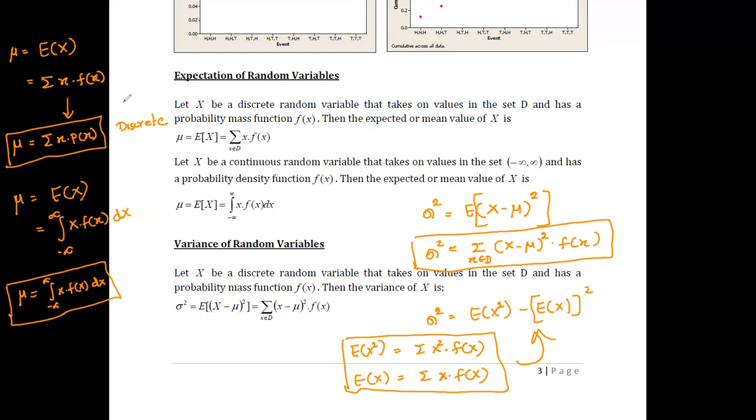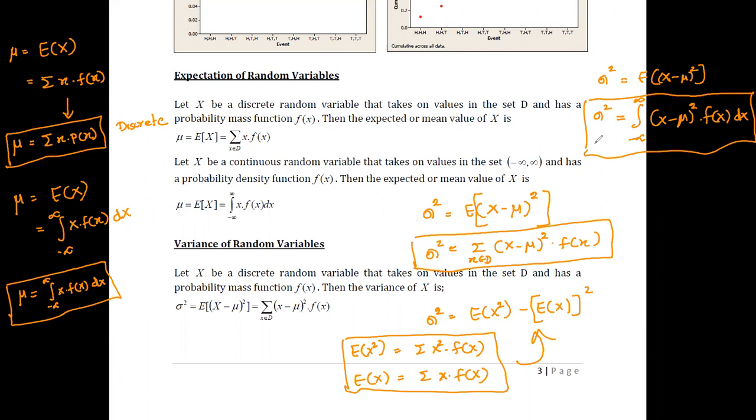If we have a continuous random variable, then sigma squared is still (x minus mu) to the power 2. Then this can be obtained as sigma squared equals the integral from minus infinity to plus infinity of (x minus mu) squared times f(x) dx. This is how we obtain sigma squared if x is continuous.